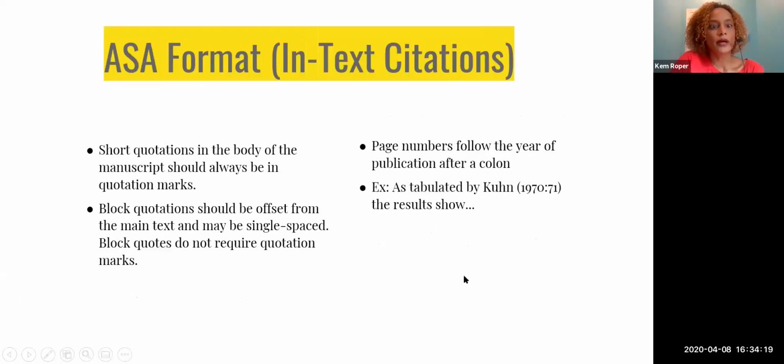Short quotations in the body of the manuscript should always be in quotation marks. Block quotations should be offset from the main text and may be single-spaced. Block quotes do not require quotation marks. So notice that block quotations for ASA are single-spaced, whereas for APA and MLA, everything is double-spaced, including the block quotations. Page numbers follow the year of publication after a colon. So this is the way we would style the citation after the mention of this particular text, the year and the page number separated by a colon.